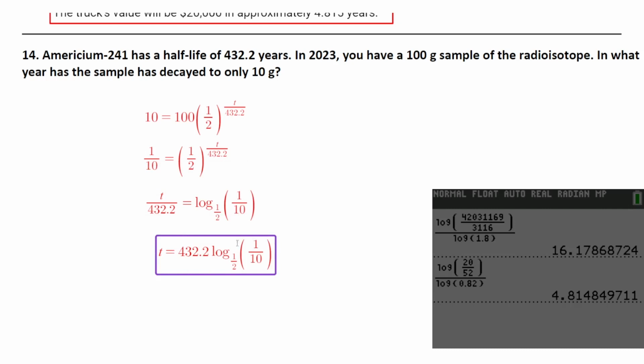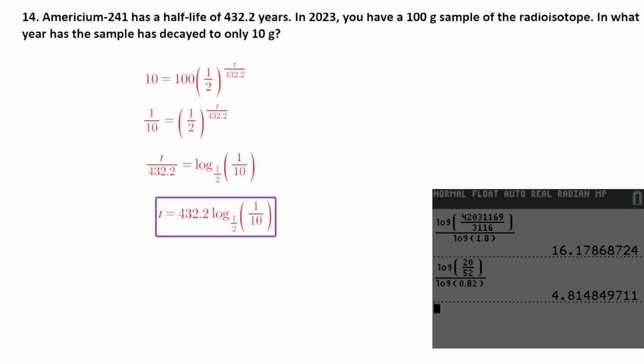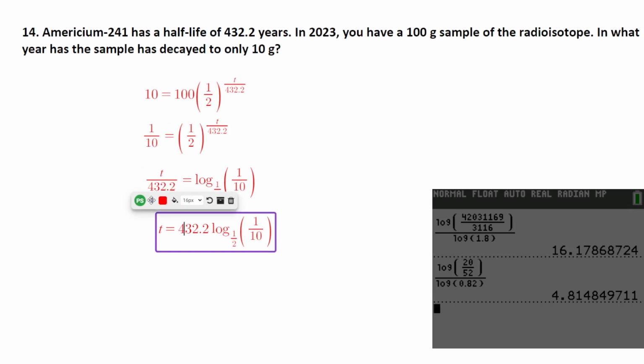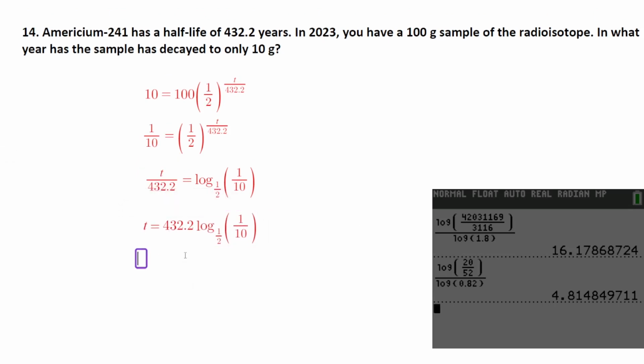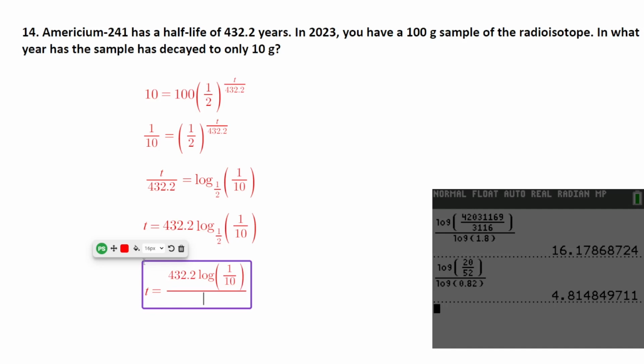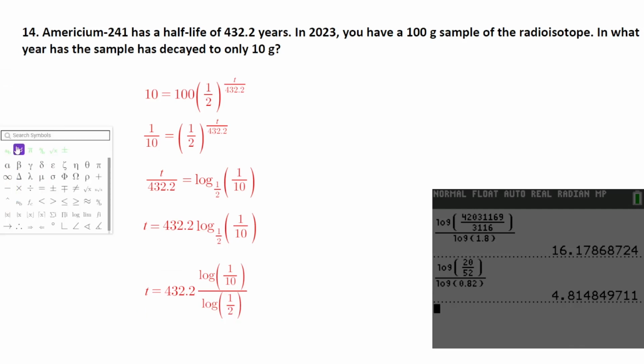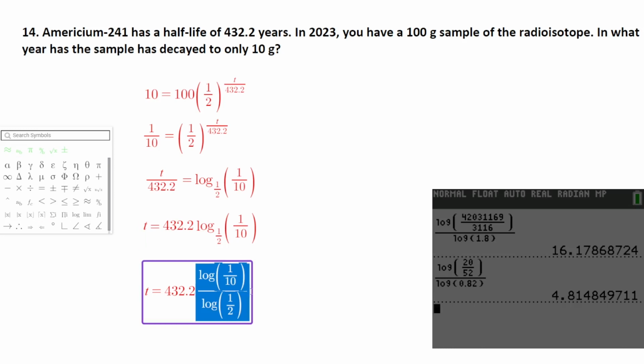So yeah, we want to put this in the calculator. We will use the change of base formula to write this in a way where we can actually type it in the calculator if you have one of those older calculators. So we have t equals 432.2 times log of 1/10, 0.1, oh, nope, not the whole thing over, just the logarithm, over log of 1/2. Okay, and whatever that is, that'll be our t value, and we can add that to 2023 to get our year.